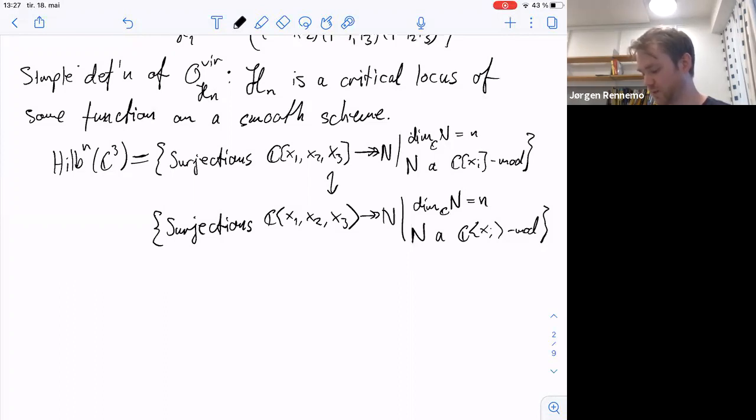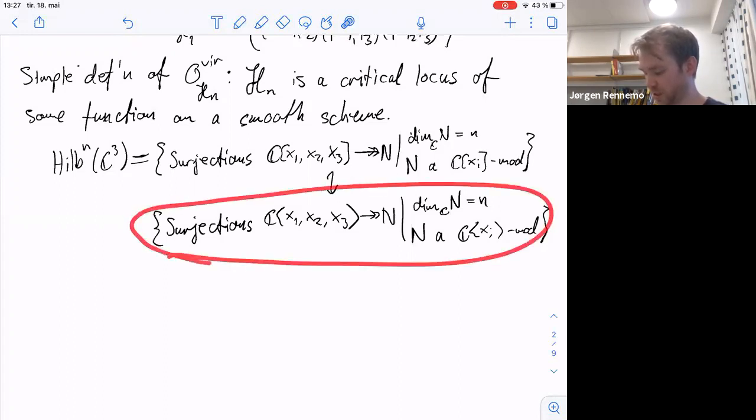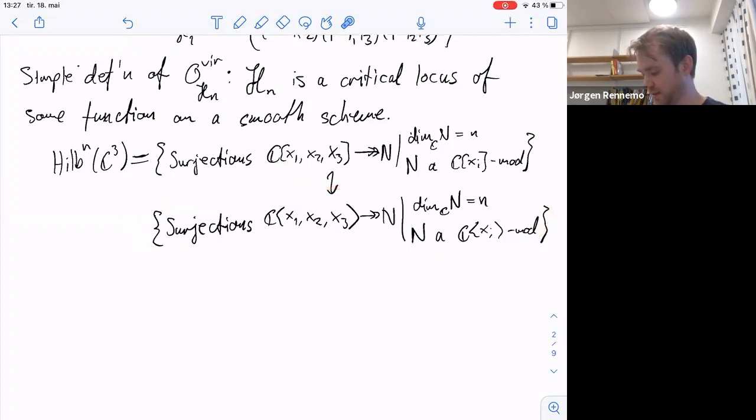Basically, the condition for something in here to actually lie in here is that the xi commute when acting on the n. So if you upgrade this to an honest moduli space, you get what's called a non-commutative Hilbert scheme of C3.